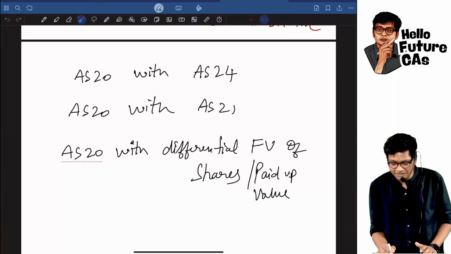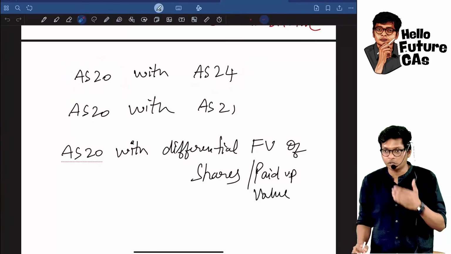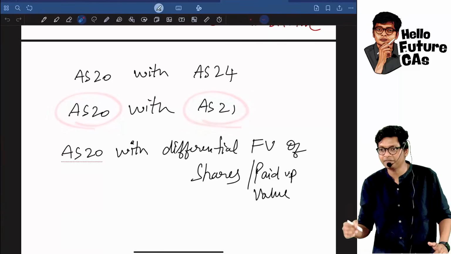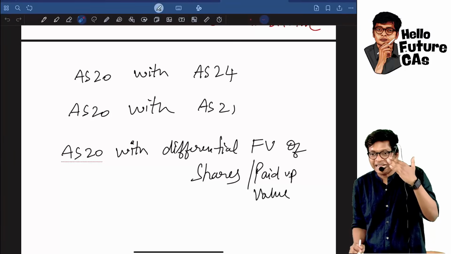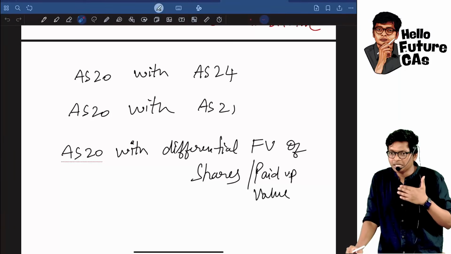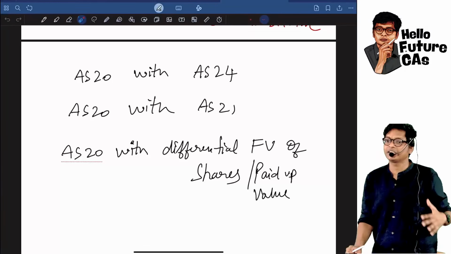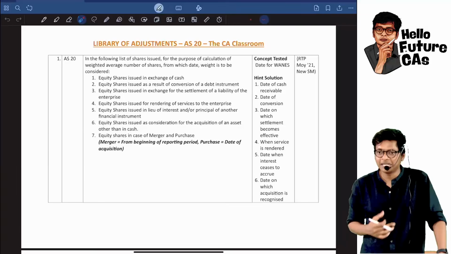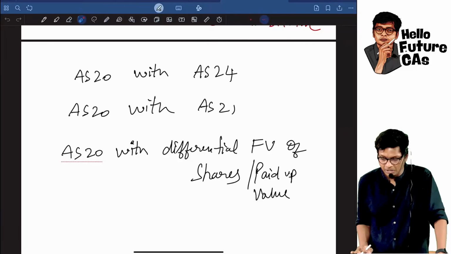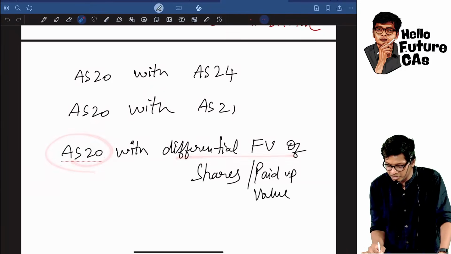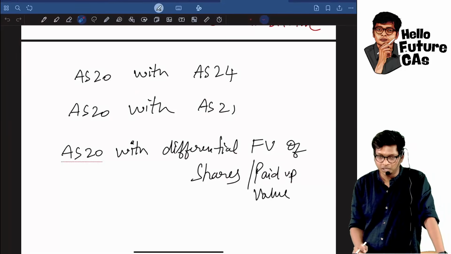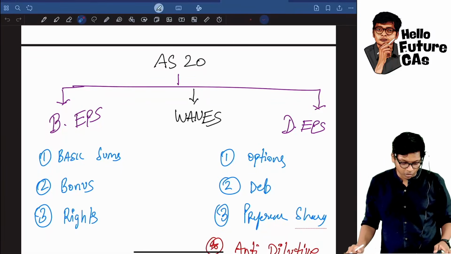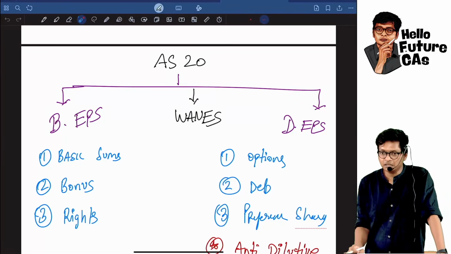There are also some more types of sums newly added in the new study material along with RTPs and MTPs. We have one sum on AS20 along with AS24, discontinuing operation, a correlated sum which is part of our library. AS20 with AS21, where they give you the profit of holding and subsidiary and ask you to compute EPS and diluted EPS for holding, subsidiary and for consolidation. A new sum in the Jan 25 RTP, which we have in our library, guys. Don't worry, we are going to solve that sum also. And we have AS20 variations with differential face value and differential paid up value. These are all the combinations that are there so far.